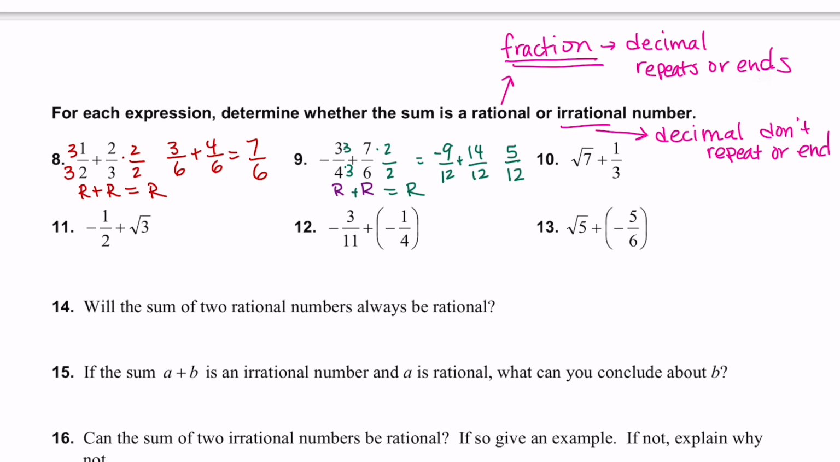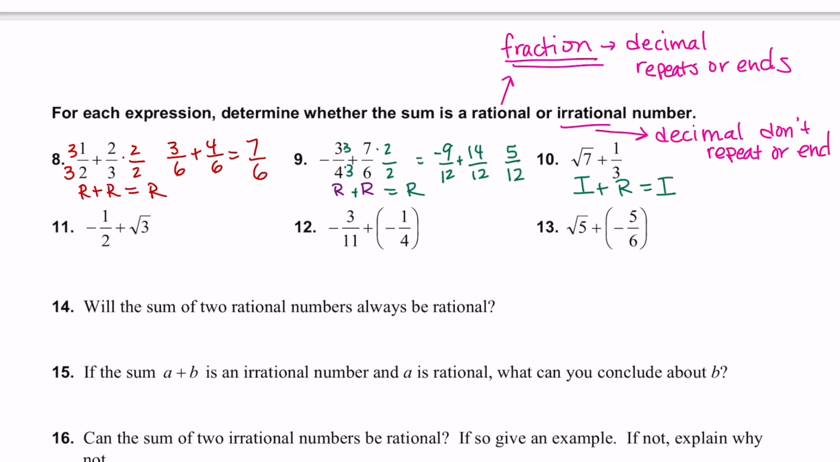Now the square root of 7, it cannot be written as a fraction. If you were to write it as a decimal, it will not repeat, it will not end. So an irrational number plus a rational number, if you put this in your calculator, it won't give you a nice fraction. It will give you just a long decimal. So this is going to be an irrational number. An irrational number plus a rational number is always going to give us, well, it will give us an irrational number.